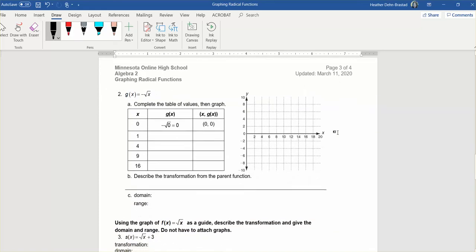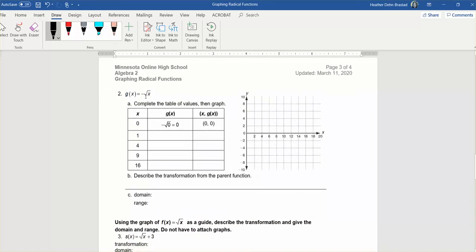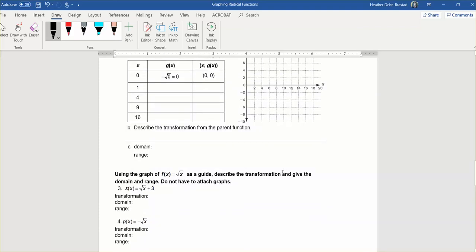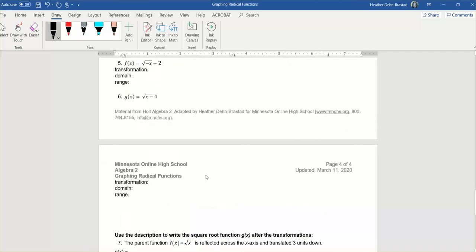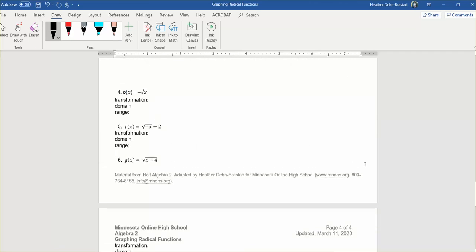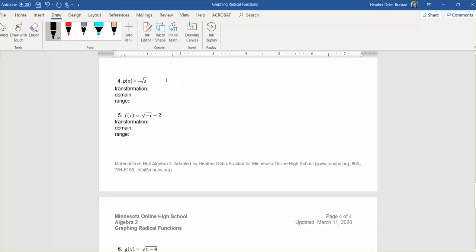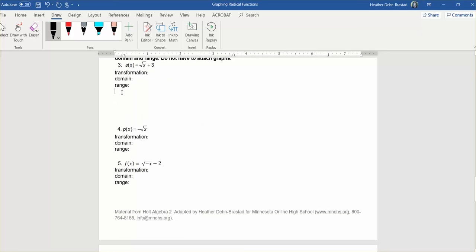In number 2, you're going to do this for negative square root of x. Again, I picked some values for you. Let's look at one where there's no table for you, but I'm going to make a table just because. Let's see, which one should we do? Let's do number 5. Actually, we'll start with 3 and then we'll do 5.